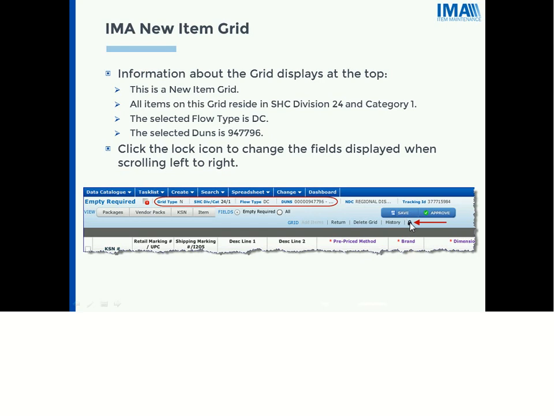Now if you click this and unlock it, then that means the screen as a whole, so every single one of these columns from KSN onwards, will scroll left to right. So that's helpful if you're working with a smaller screen resolution, maybe on your laptop. Whereas if you have it plugged into a larger monitor, you may be fine just leaving it locked. And that way you always know, you can always see the description of the specific items you're working on.